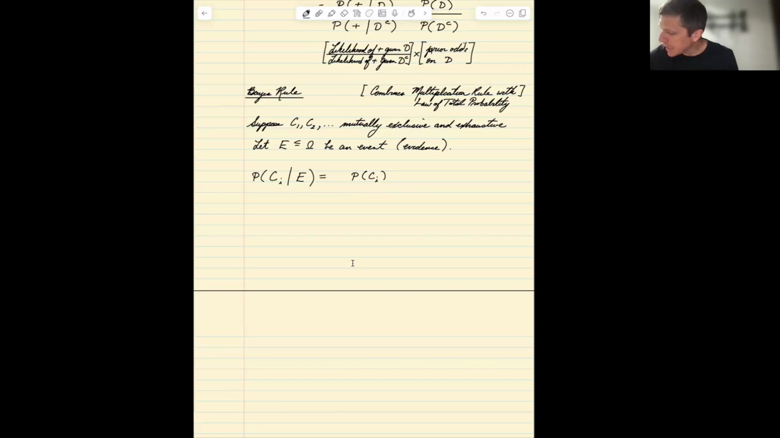We calculated that. So it's the probability of the case that we're interested in times the probability of having observed that evidence given that the case is true. And we have to divide by the value over all possible cases. So the numerator here is the multiplication rule, and the denominator is the law of total probability. This is Bayes' rule.